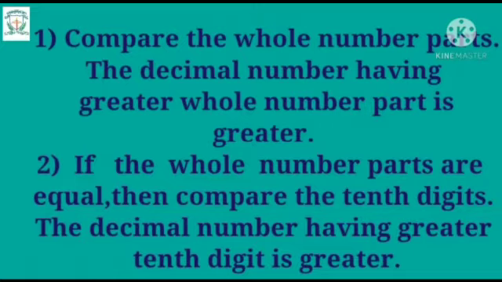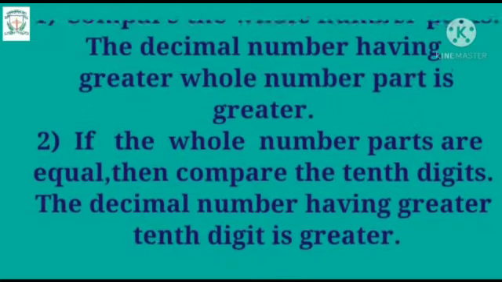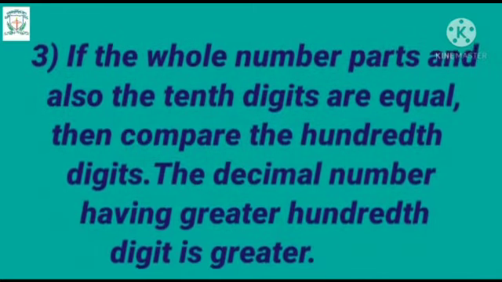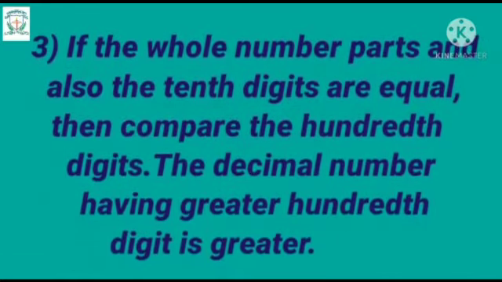Rule 2. If the whole number parts are equal, then compare the tenths digits. The decimal number having greater tenths digit is greater. Rule 3. If the whole number parts and also the tenths digits are equal, then compare the hundredths digits. The decimal number having greater hundredths digit is greater.